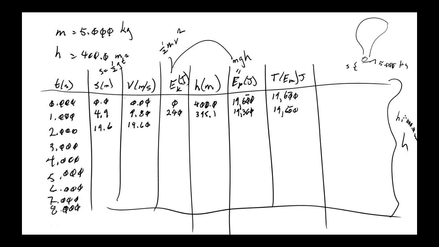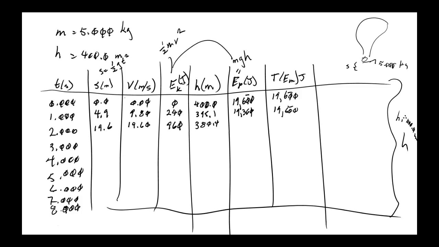That's 2.5 times 19.6 squared... 960 joules. Okay? What is your height now above the ground? If you've fallen 19.6 from 400, that would be 380.4. Okay? Because the sum of those has to be 400.